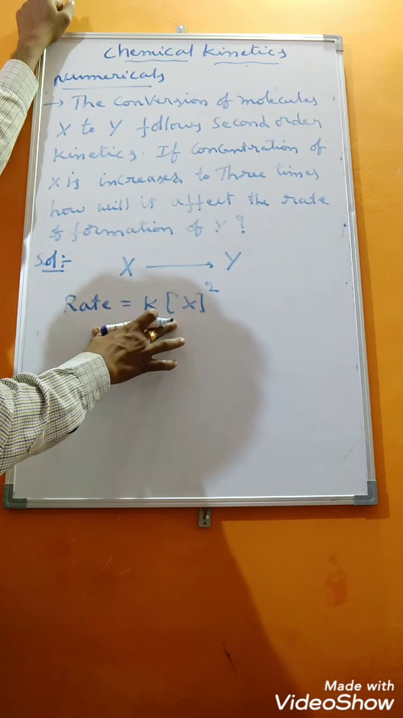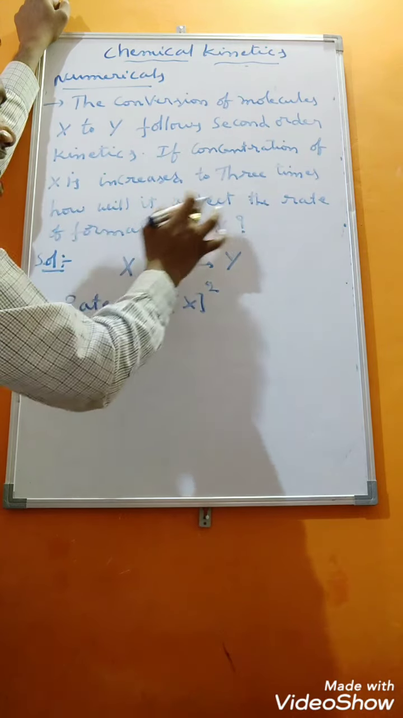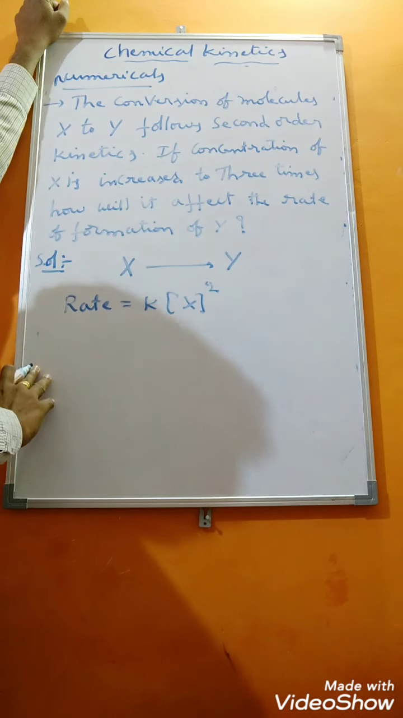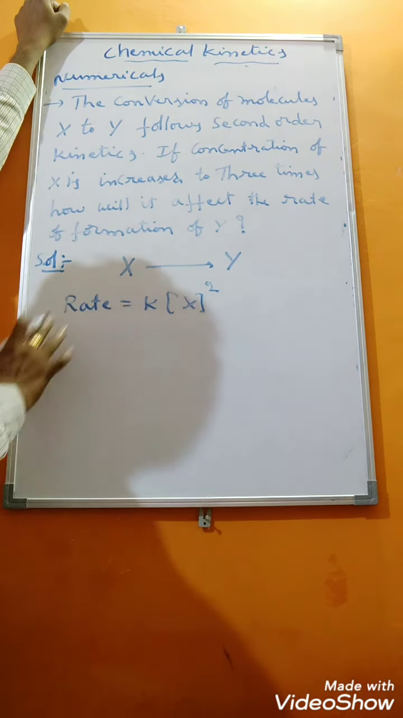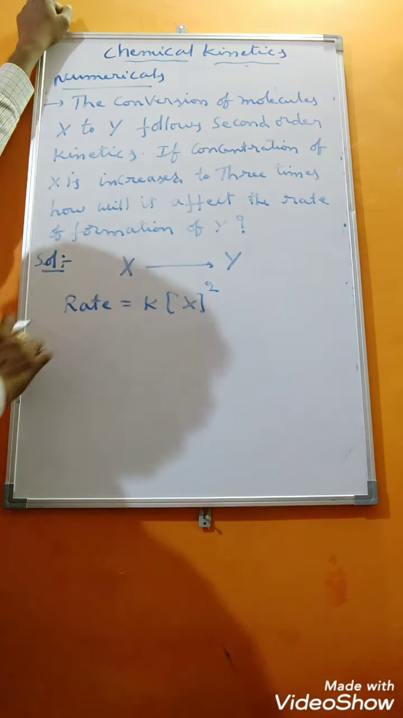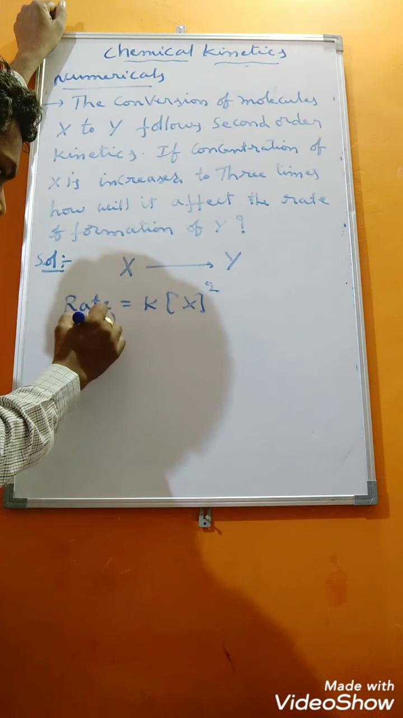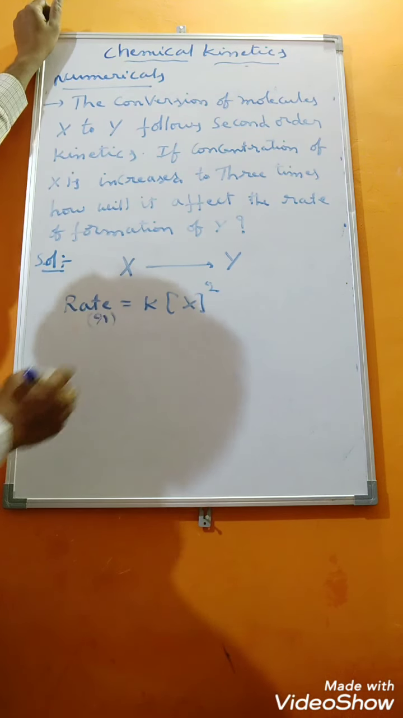By using this rate expression, if concentration of X is increased to 3 times, how will it affect the rate of formation of Y? We need to calculate, students. So this is the expression given. Now you see that concentration of X is increased how many times? 3 times. Suppose this is R, small r I have taken. Right students? This is small r.